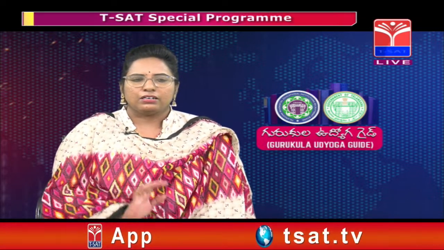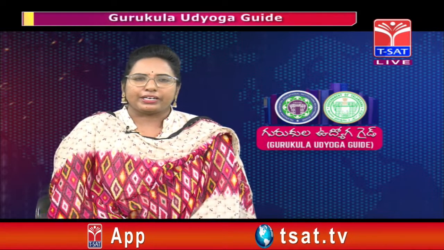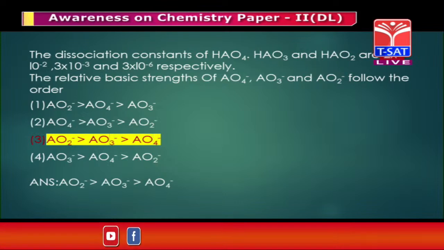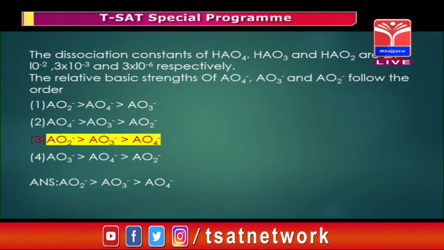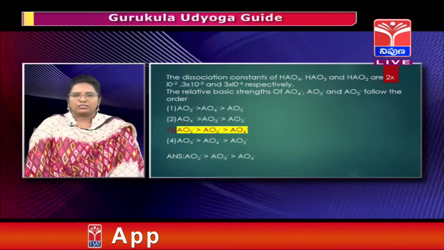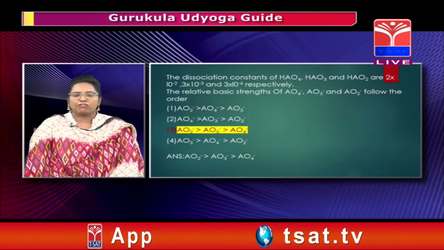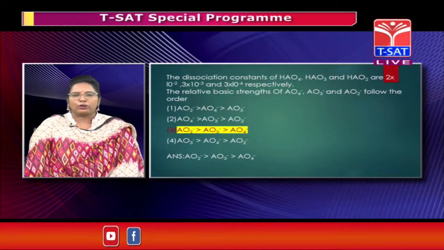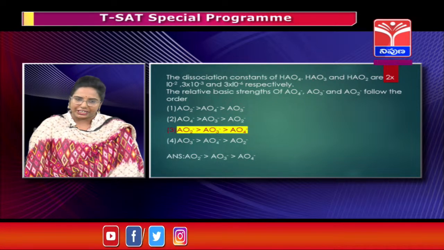Next one, this is another important question. The dissociation constants of acids are given, and they are asked to calculate basic strengths. So here, given dissociation constants, the relative strength of bases is the reverse order of the acidic strengths. So we can go through that topic, then only you can answer that question.